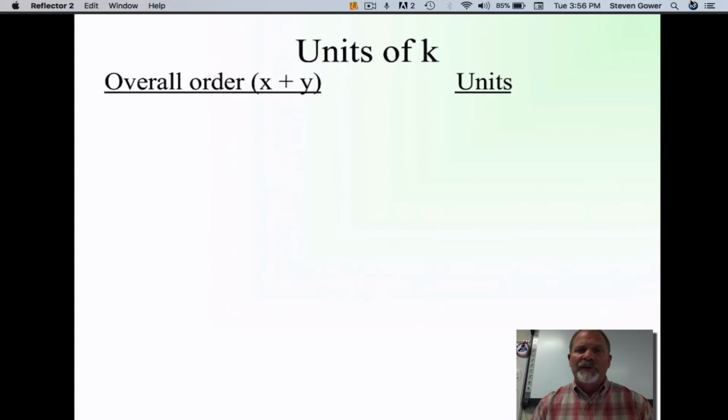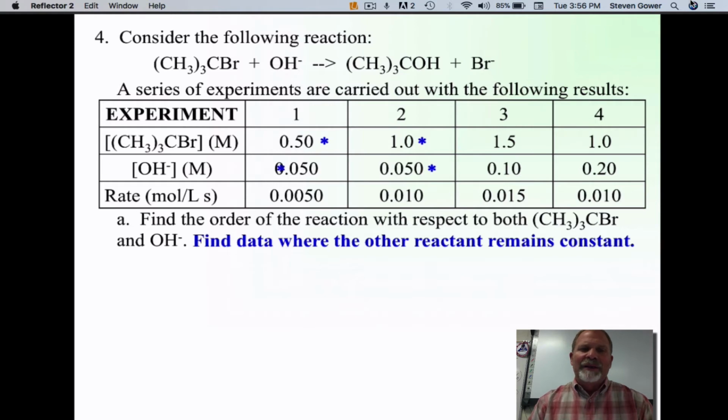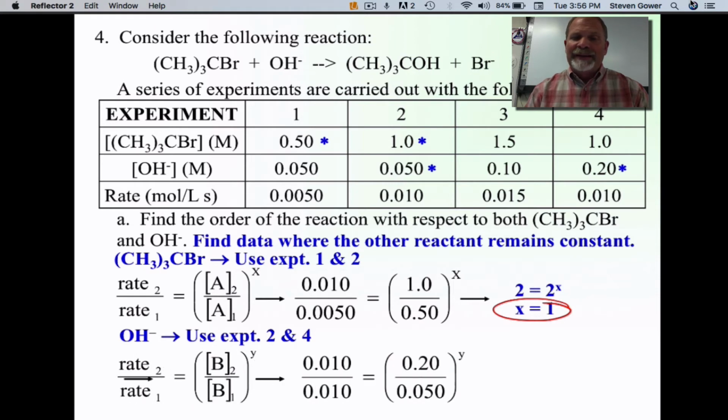You don't even have to worry about the units. It's not going to come into play. Let me show you what I mean. In this situation, we do the first one. The exponent is 1, therefore it is a first order reaction. My second reactant, y, equals 0, so it's a 0 order. Overall, it is a first order reaction. That's all I would do.